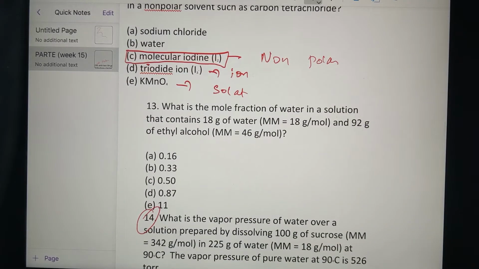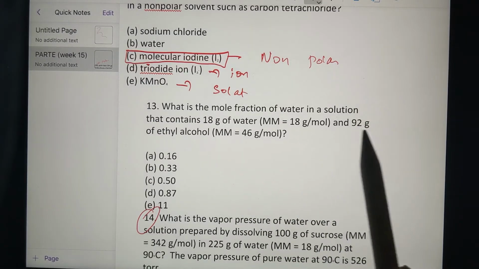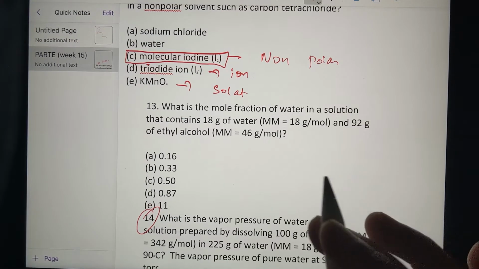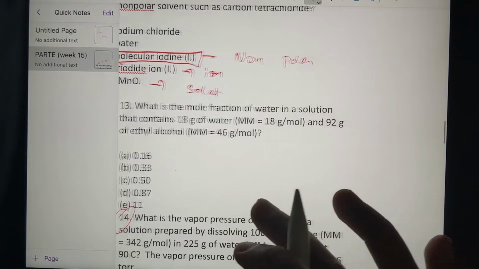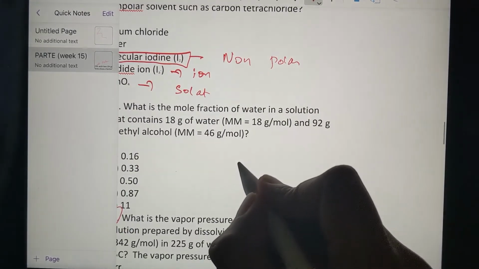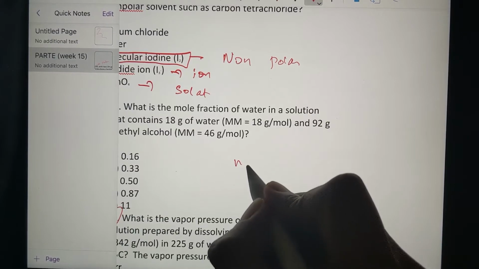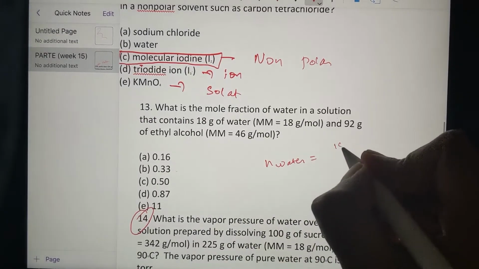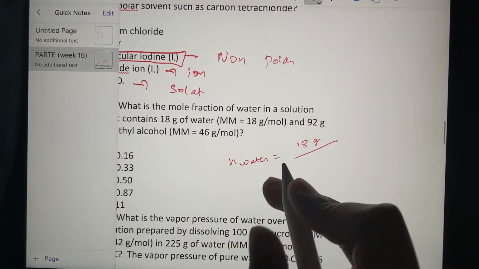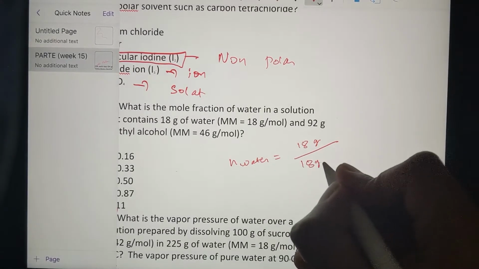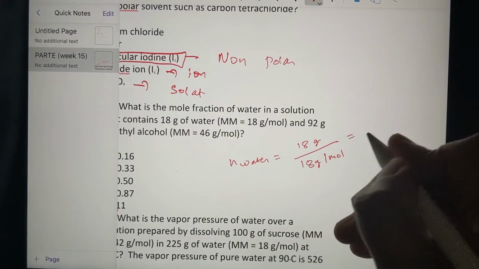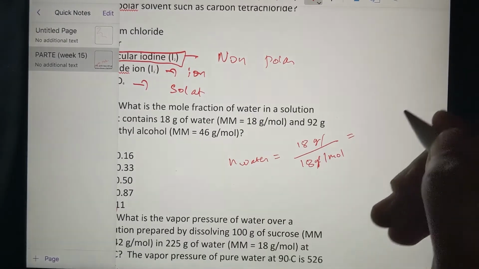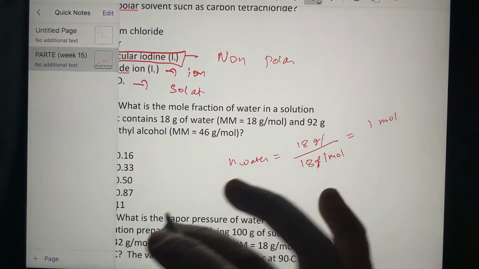Next question is, what is the mole fraction of water in a solution that contains 18 gram of water and 92 gram of ethyl alcohol? So to calculate the mole fraction of water, first you find the number of moles of water, which will be in this case 18 gram divided by the molecular weight, which is 18 gram per mole, which is going to be 1 mole.